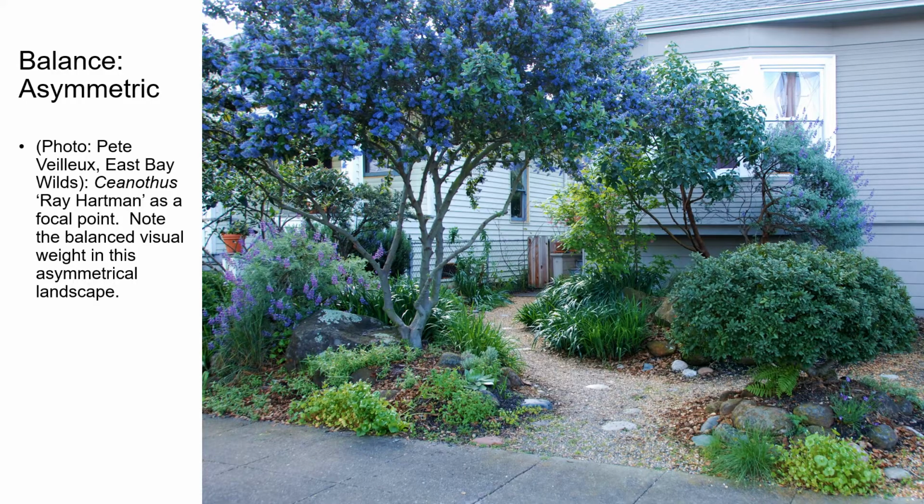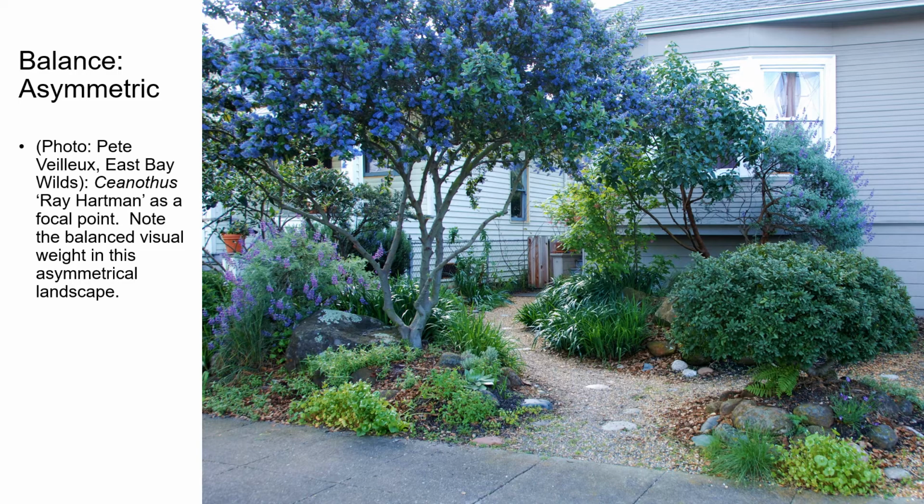Asymmetrical balance is achieved by the equal visual weight of design elements, form, color, or texture. A design balanced by asymmetry can feel much more casual and informal, and can also provide more points of interest.